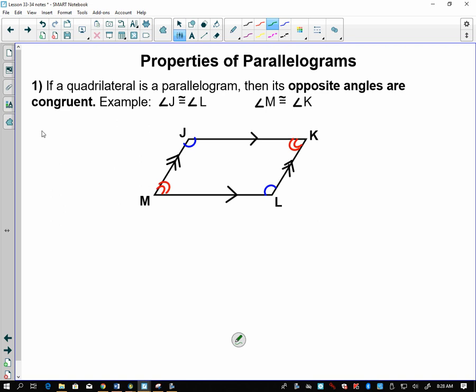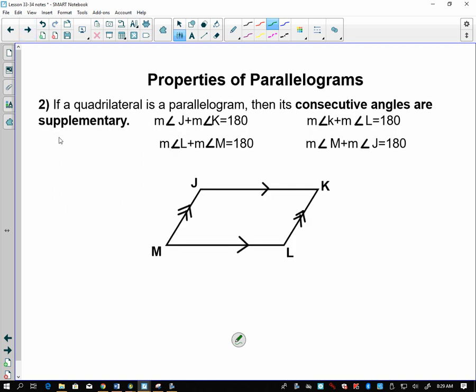So get a picture here. Angle J is congruent to angle L. Angle K is congruent to angle M. Once I know what one of those angles is, I know the opposite angle is the same thing. The second thing I know is that if a quadrilateral is a parallelogram, then its consecutive angles are supplementary.